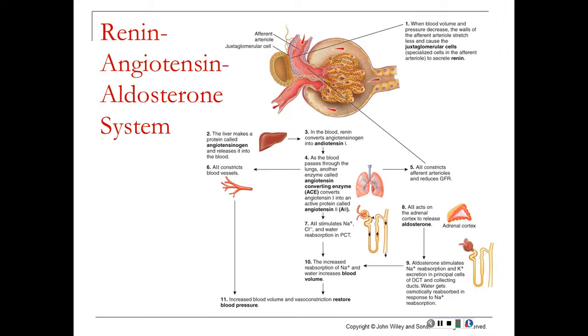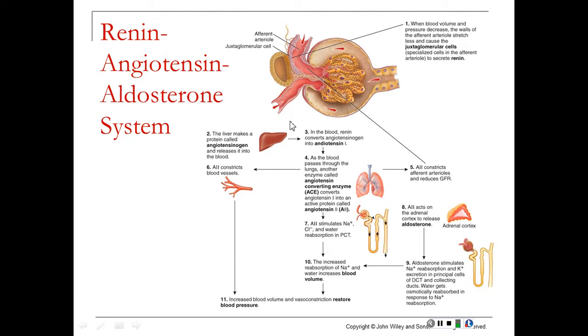Here's the sequence of the angiotensin-aldosterone system. You see our afferent arteriole here, sensing low blood pressure, and that's sensed by these special juxtaglomerular cells right here. That's going to stimulate the release of renin. And you see this process here.